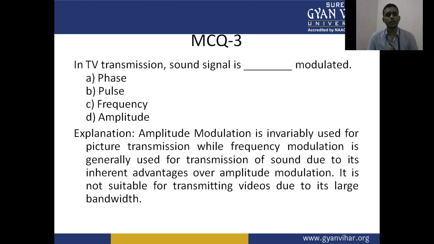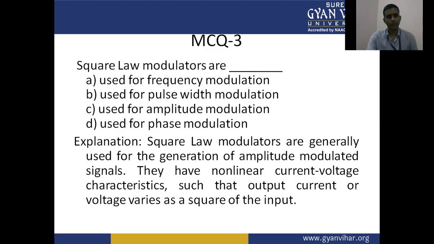Question number three: in TV transmission, the sound signal is modulated by: A, phase; B, pulse; C, frequency; D, amplitude. Question four: square law modulators are: A, used for frequency modulation; B, used for pulse width modulation; C, used for amplitude modulation; D, used for phase modulation.